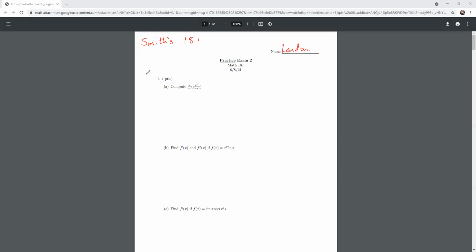Okay, so perhaps we'll start with problem 1. Looks like we're doing some derivatives, and we're asked to compute this here. All right, so we have a quotient, right? We have two functions, f of x over g of x. Let's first identify what those are. We have f of x equal to e to the x, and g of x equal to 2 minus x to the fourth.